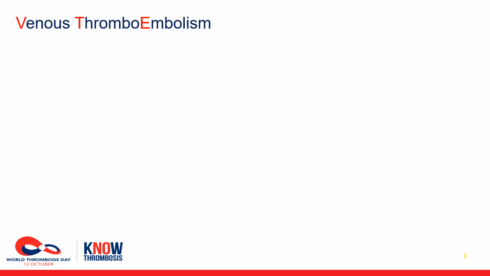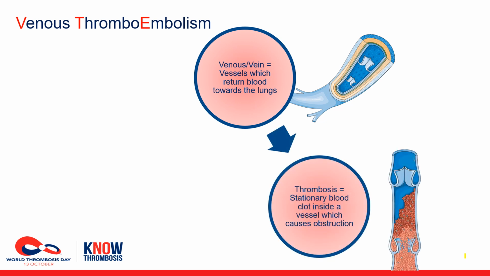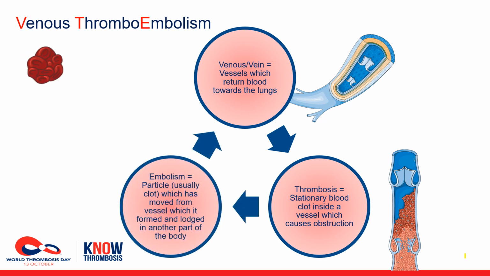So firstly, some definitions. So venous, we're actually referring to a vein, and a vein is a vessel which returns blood towards the lungs, and a thrombosis is a clot inside a vessel which causes an obstruction. So when we refer to a venous thrombus, we're talking about a thrombus inside the venous system. And an embolism is a particle, usually a clot, which is moved from the vessel in which it is formed and lodged in another part of the body. So when we refer to a venous embolism, we're actually talking about an embolism which has formed in the venous system and moved elsewhere.